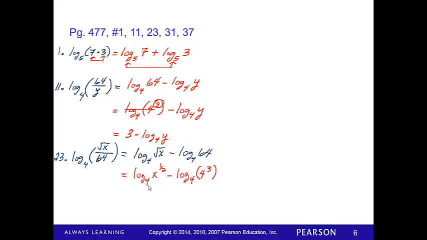Okay. Now we just had a property that when we have an exponent, the exponent goes away, and all we do is move it in front of the log, so it becomes the coefficient. So this is a half log base 4 of x minus, well, our base and our argument are the same, so these cancel, and we're left with just this exponent, which is 3. All right, number 31.